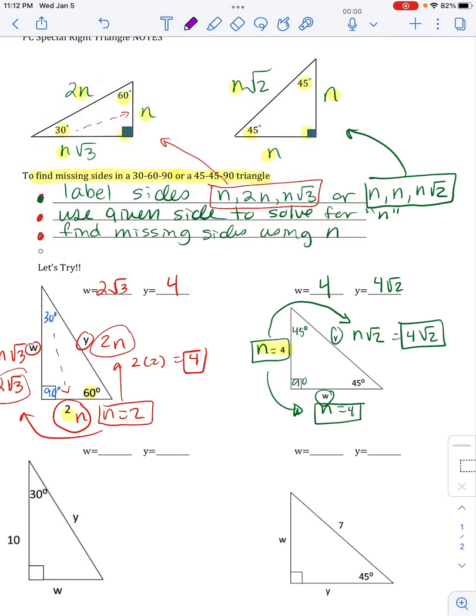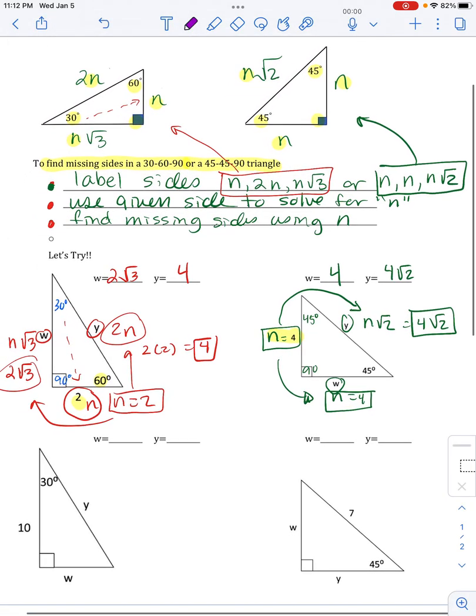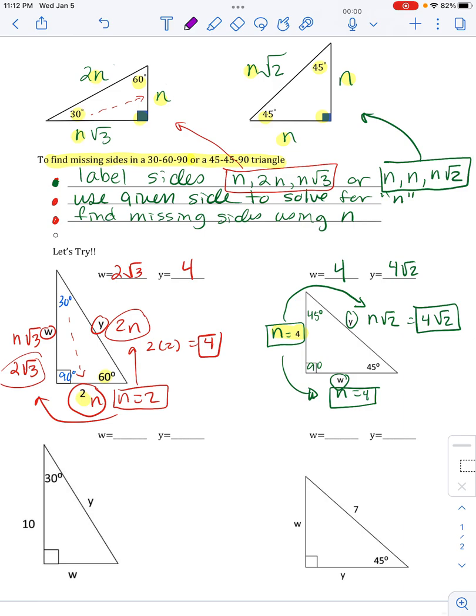All right, so now the next ones are going to be a little bit more challenging, but I do it the same way. This is a 30, 60, 90, I can see from the label. Across from the 30 would be my n. My hypotenuse would be double that, and my long leg would be n root 3. So I labeled the sides.